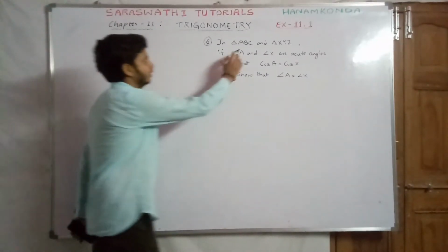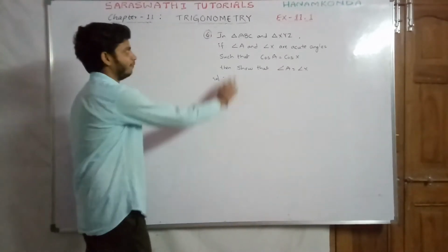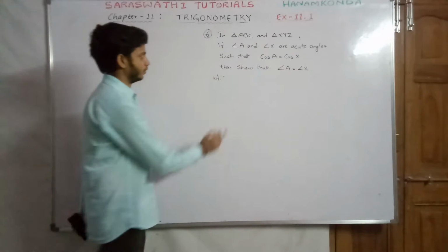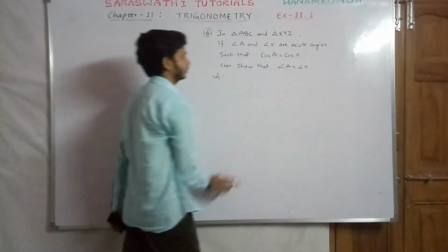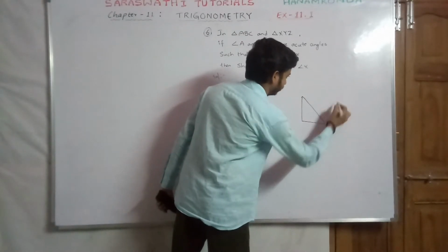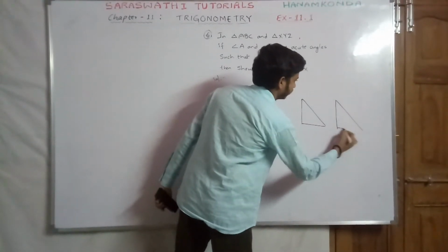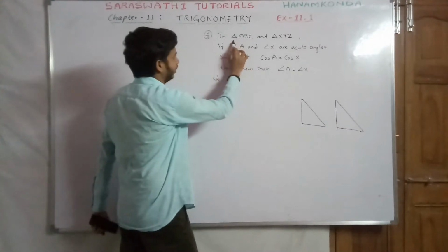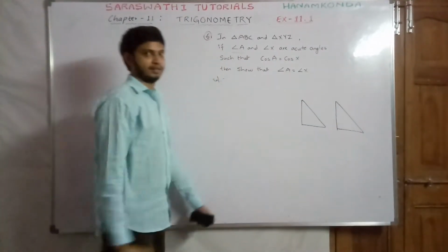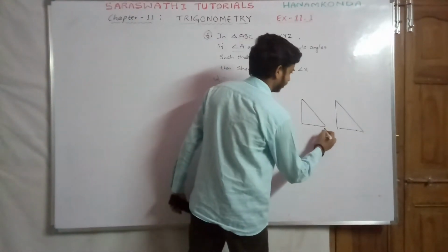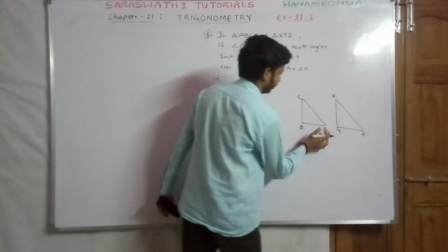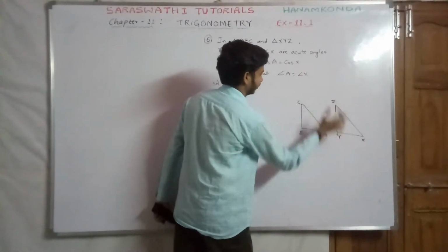The next question is, in triangle ABC and triangle XYZ, if angle A and angle X are acute angles, such that cos A equal to cos X is given, then show that angle A equal to angle X. First draw two triangles. In triangle ABC and triangle XYZ, angle A and angle X are acute angles, so ABC and XYZ must be in order.